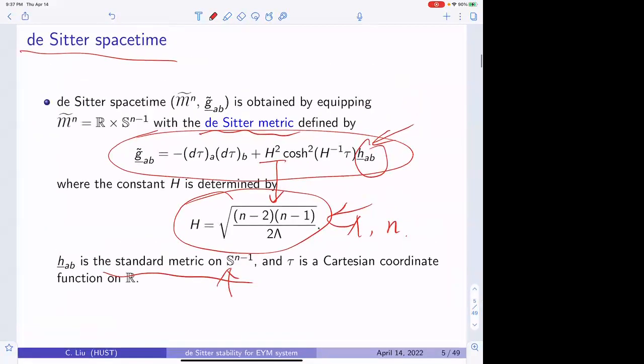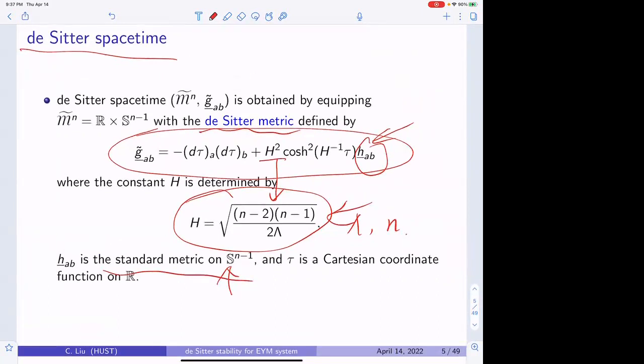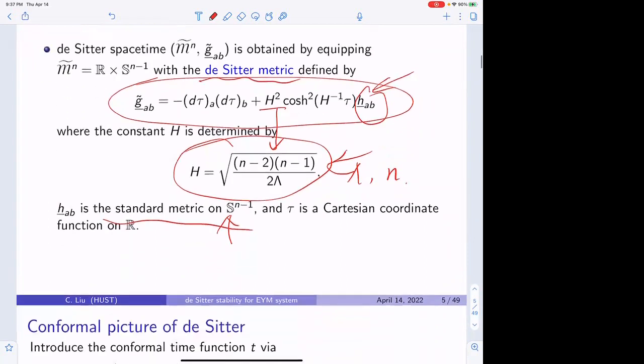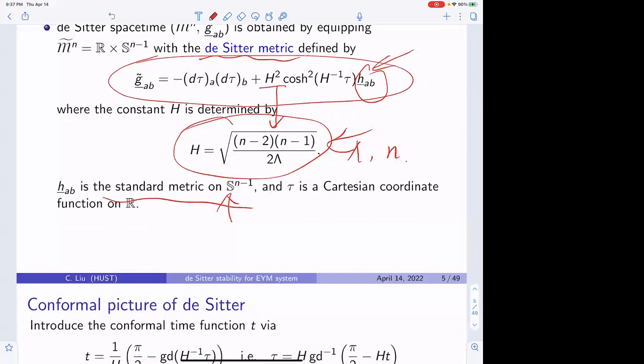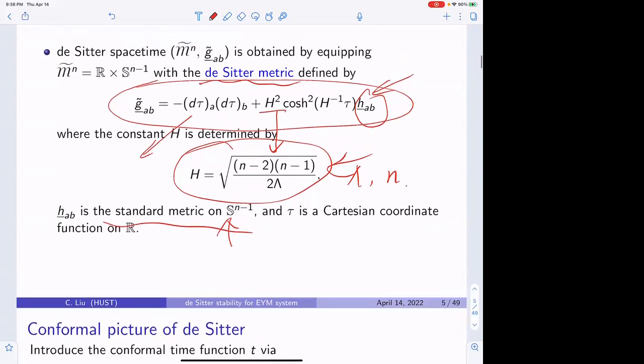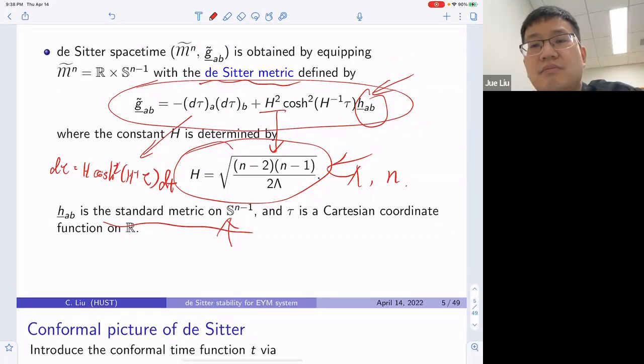In this talk, we will use a conformal picture to describe our stability problem. So first, we should do a conformal transformation of this de Sitter spacetime. How do we do that? It is actually very easy, because we only need to find a new time variable, which we denote by t, and find a relationship between t and tau. We can let d tau equal to h cosh(h minus 1 tau) dt.